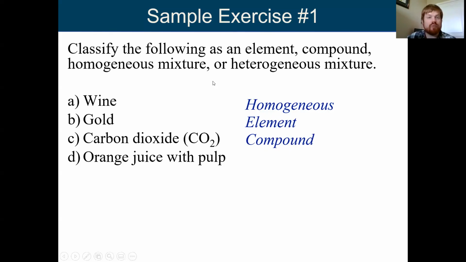And then finally, orange juice with pulp, very important. That is a heterogeneous mixture. You have the solid pulp that's mixed in with the liquid orange juice. So again, heterogeneous mixture.